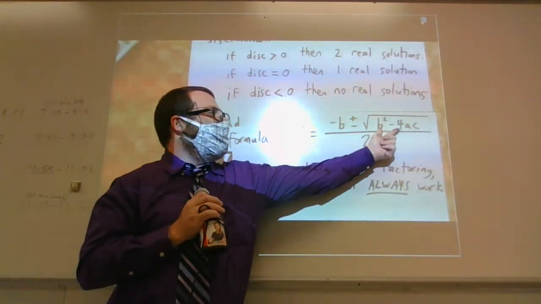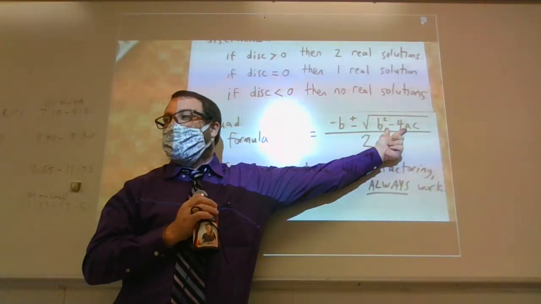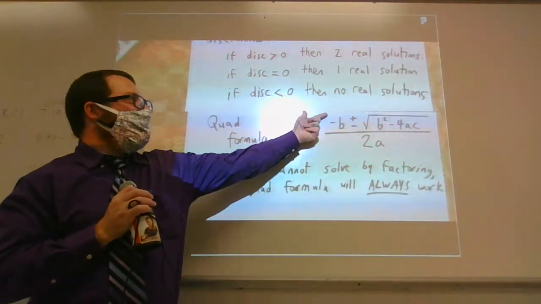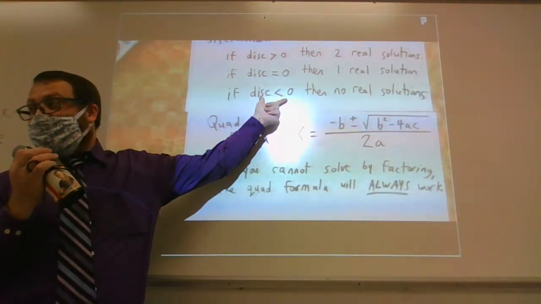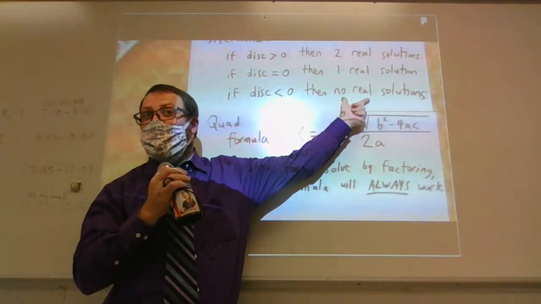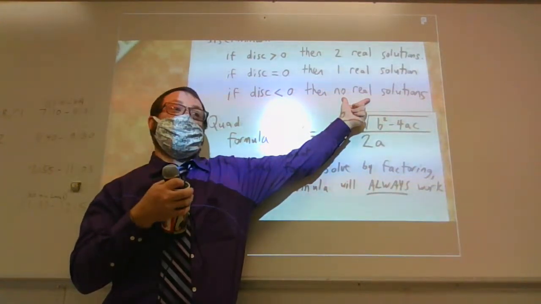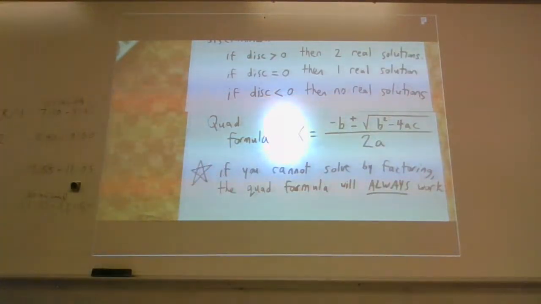Do you guys remember the name of this thing? What's this thing called? The discriminant. And what happens if that discriminant just so happens to be a negative number? Because you can't take the square root of a negative number, you would have no real solutions. That's the way this thing plays out. Again, no real solutions for now. Next week, I am going to show you how to actually get solutions from that.